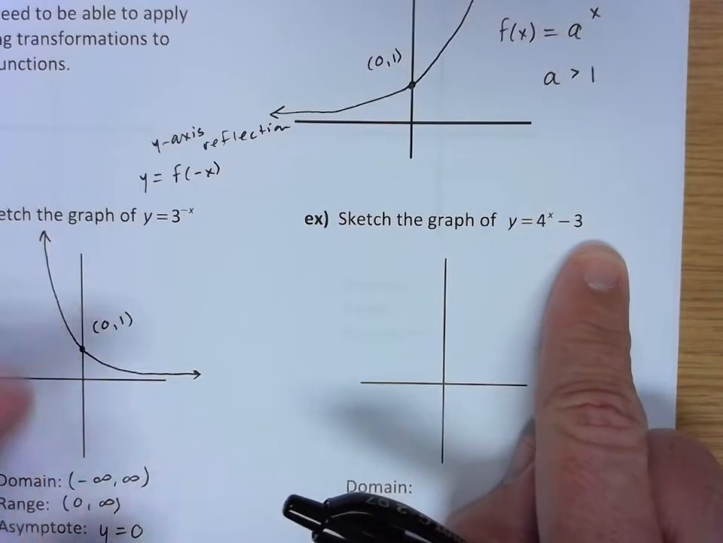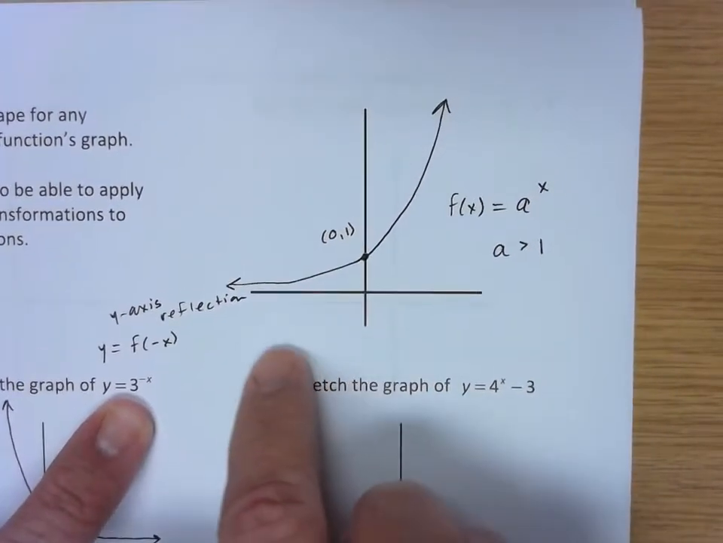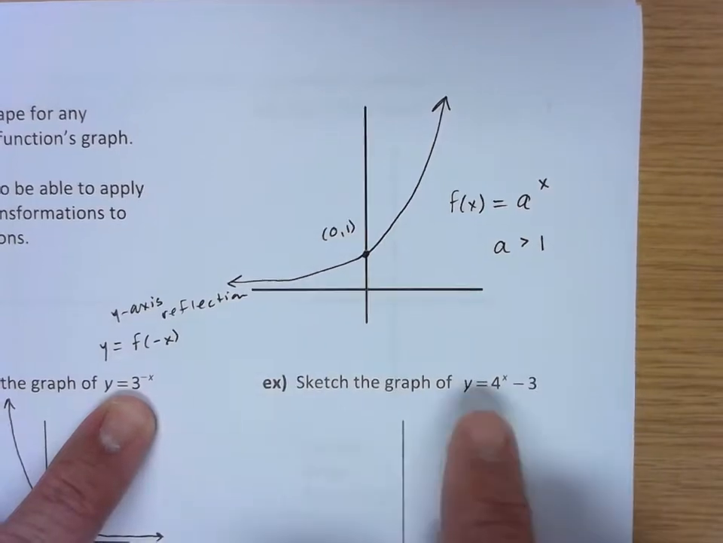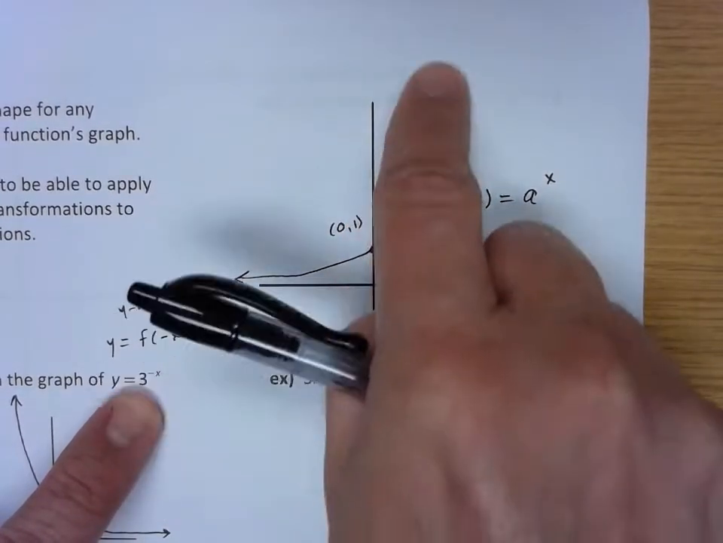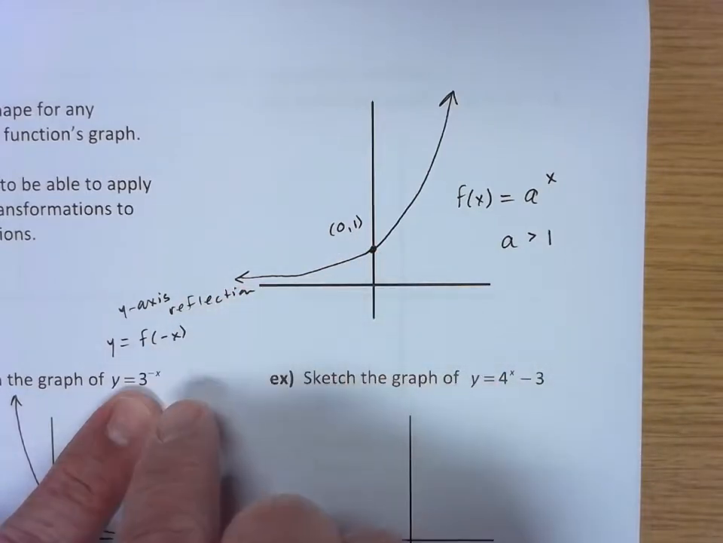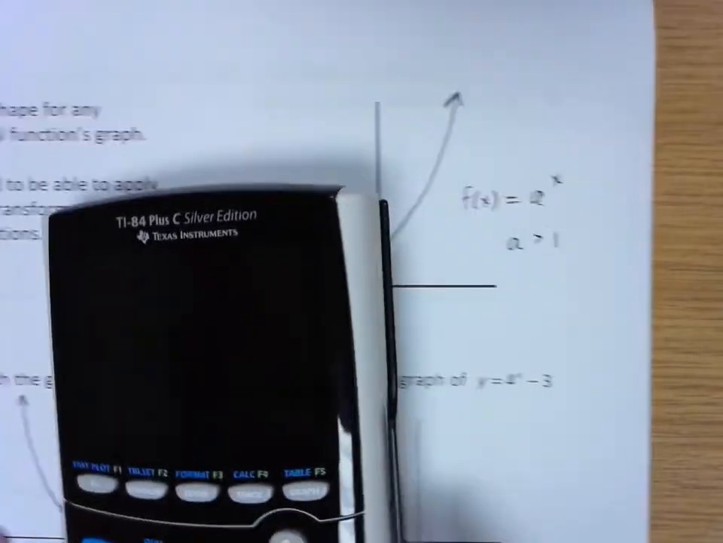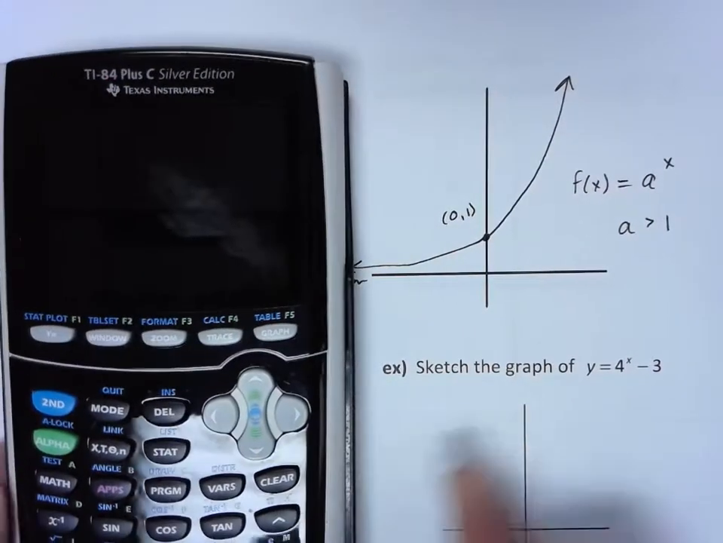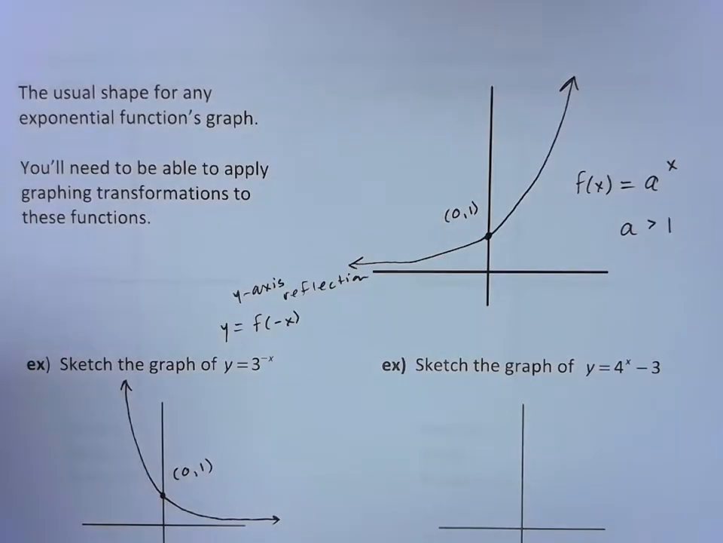Even though we're using different bases, all exponential functions have this type of shape. The only subtle differences are that the higher the base, the steeper the graph, and the closer it gets to the x-axis over here. So just to illustrate that for you on the calculator, I'm just using this as a generic reference for all exponential functions.